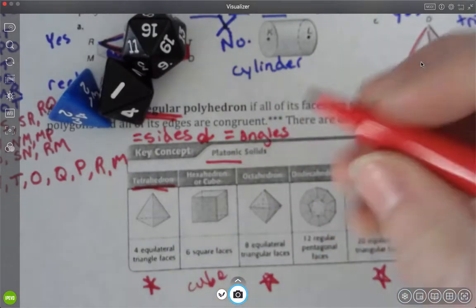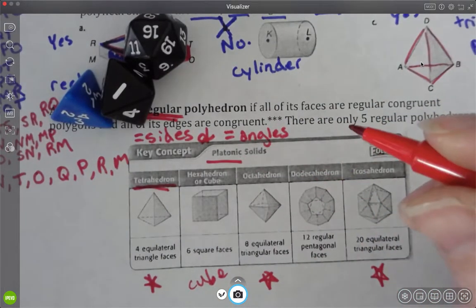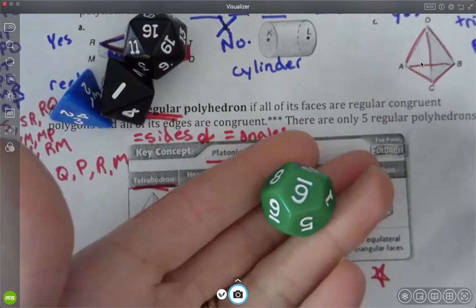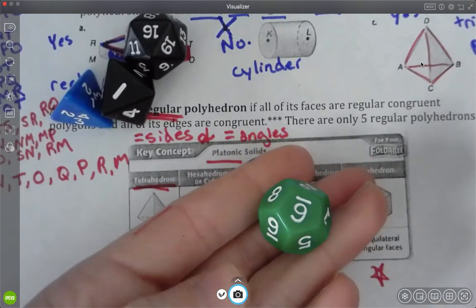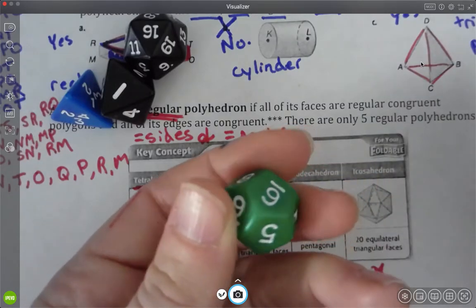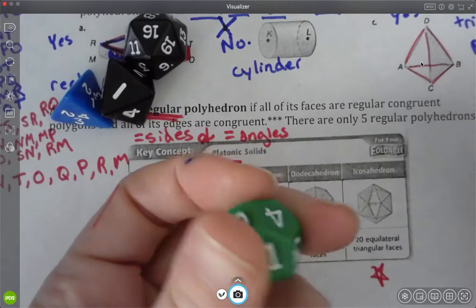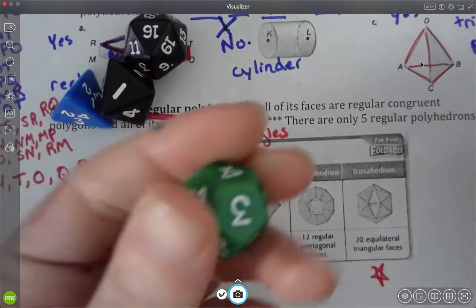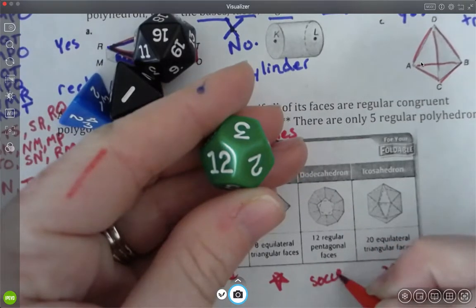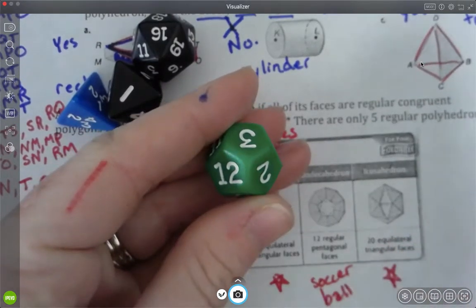Now let's go over to this one right here. A dodecahedron is the green one. You might have a green one in front of you. What are those? What shape makes up those? Pentagon. That's a regular pentagon. All the sides and all the angles are the same in that pentagon. And there are 10 of them. No, wrong. How many are there? 12. 12 of them. This is a soccer ball.